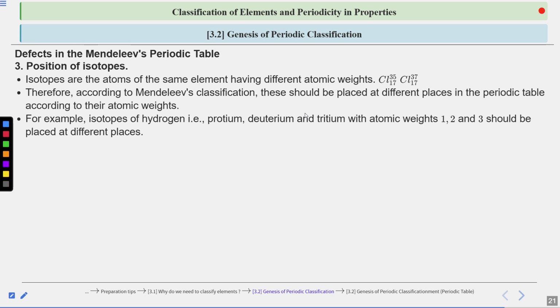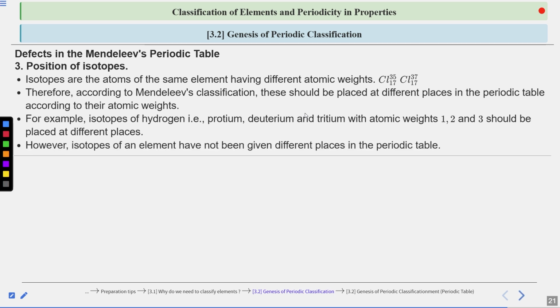Similarly, you can take the example of hydrogen. It has three isotopes: protium, deuterium, and tritium. They have different atomic weights, 1, 2, and 3. But still, in Mendeleev's periodic table, these three have no unique position in the table. And we can see in the long form of the periodic table that they have the same position for all the isotopes, whether it is protium, deuterium, or tritium. They are all represented by the same symbol, and the same case is applicable for chlorine.